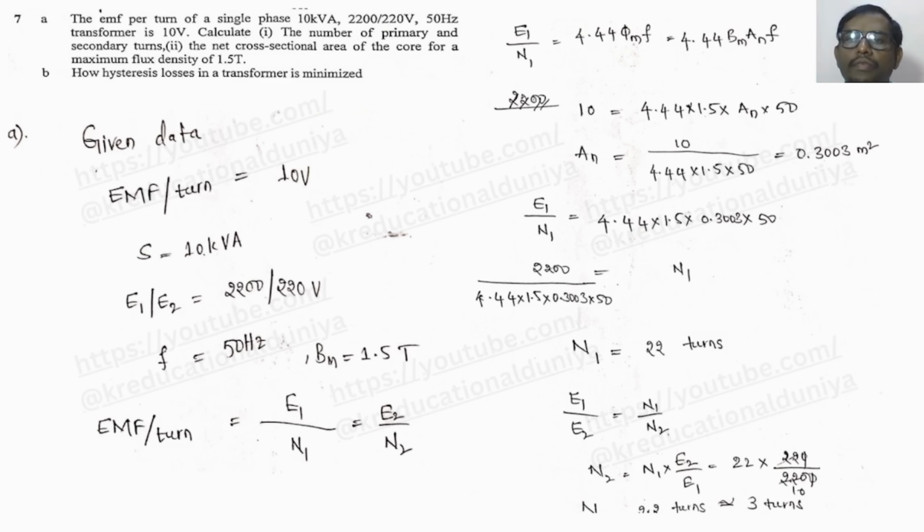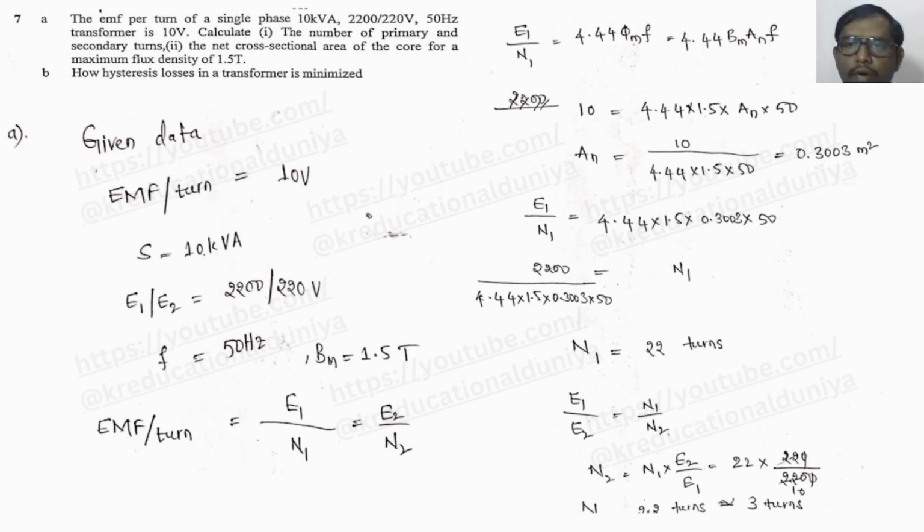What is phi m value? Phi m value is Bm into A. Okay, Bm means maximum flux density into area. So E1 by N1 value is 10 and equal to 4.44 into 1.5 into area into frequency 50. So A value is 10 by 4.44 into 1.5 into 50, that is 0.3003 meters square. So E1 by N1 is equal to, we got all the values, that is 4.44 into 1.5 into 0.3003 into 50, right? So E1 by N1 means EMF per turn.